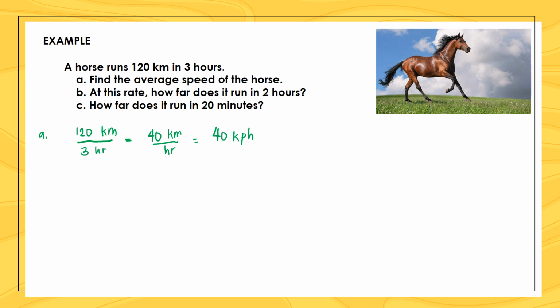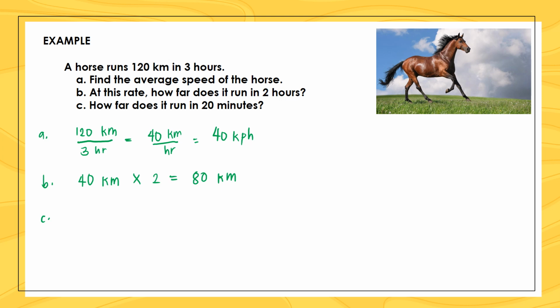Good job. Now let's proceed with letter B. At this rate, how far does it run in 2 hours? We know that the horse travels 40 kilometers in an hour. So what we need to do is multiply 40 kilometers by 2 hours, or by 2. So we'll simply have 80 kilometers, right? Okay, good.